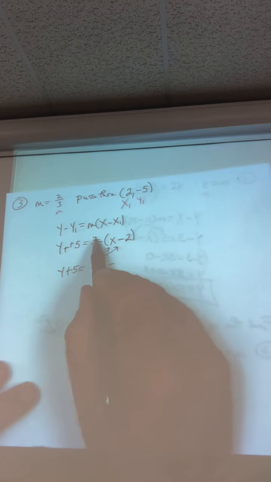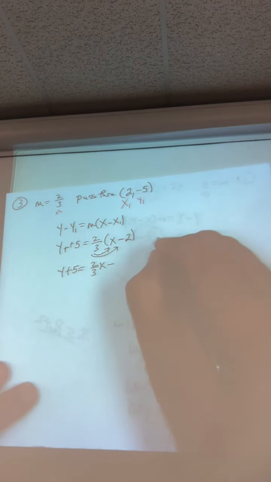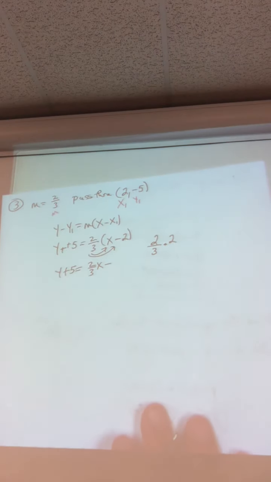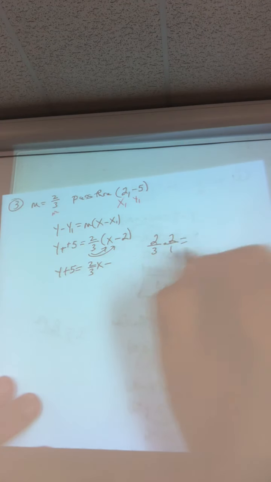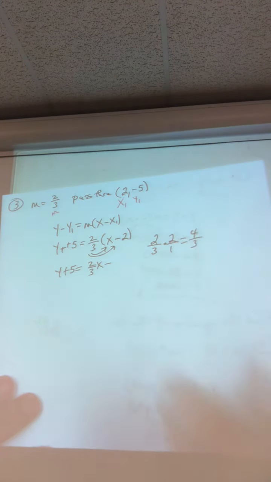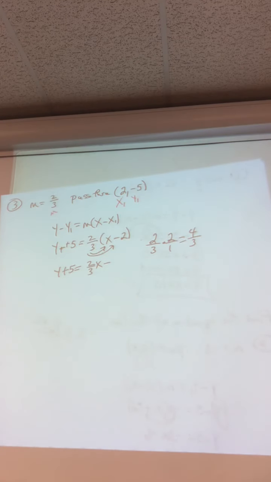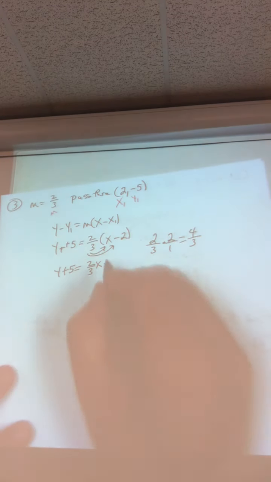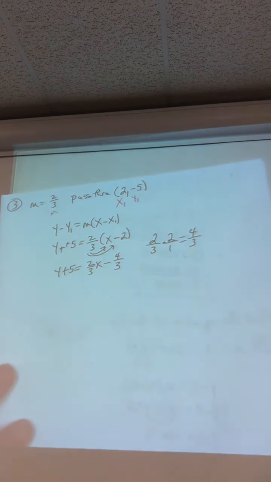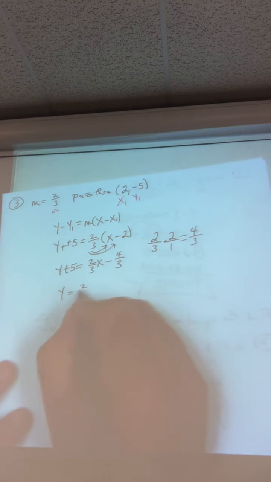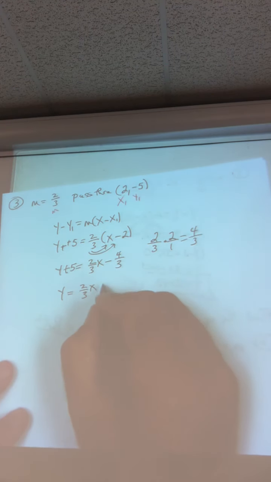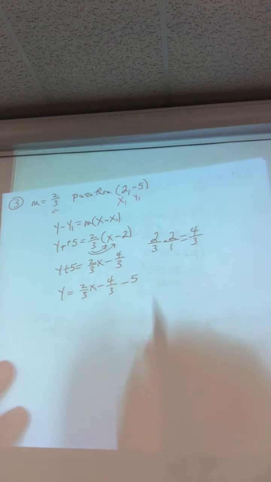Now I've got to take 2/3 times 2. I'll do that over here on the side. Remember when we were talking about multiplying with fractions, you just multiply straight across. So that's 4/3. You can cross cancel if anything will cross cancel, but nothing cross cancels here. So this is 4/3. Now I've got to subtract 5 from both sides to get the y by itself. So this would be y equals 2/3 x minus 4/3 minus 5.